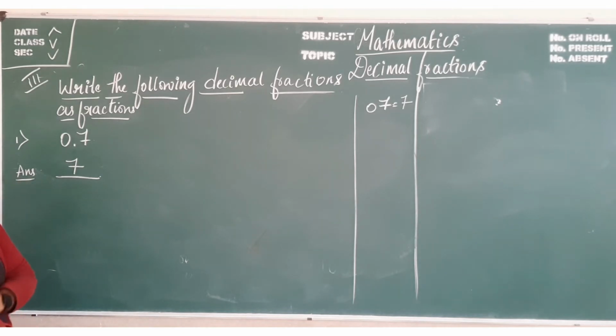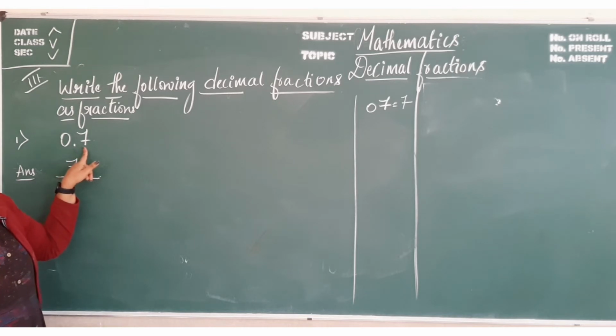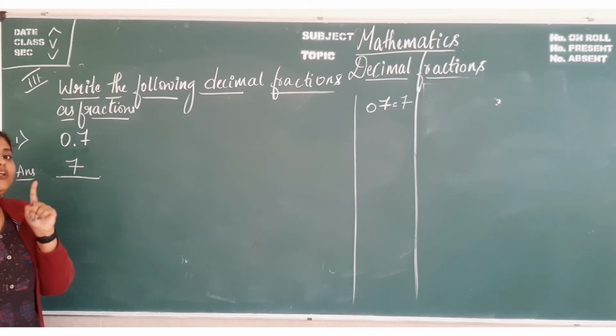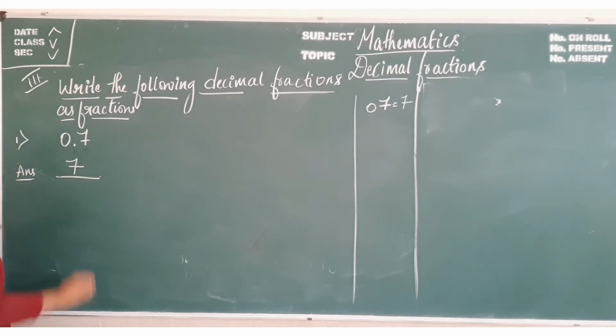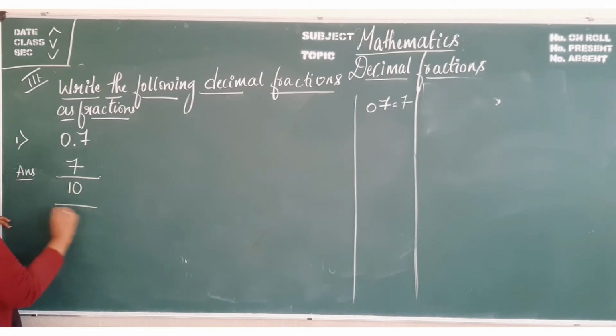Now what I should do to find out denominator? Yes. Count the number of digits after the decimal point. How many digits are there after the decimal point? There is only one digit. So I should write 1 followed by 0, that is 10. That's all is your answer.